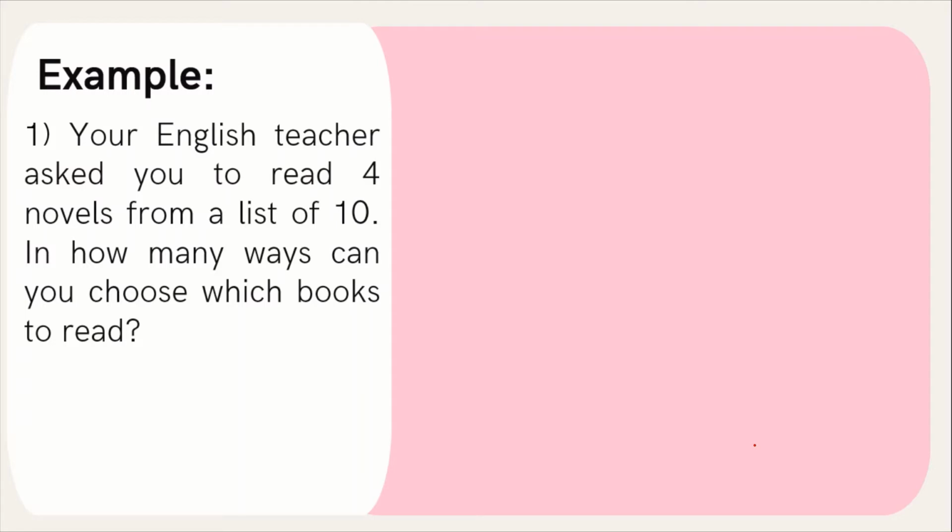Your English teacher asked you to read 4 novels from a list of 10. In how many ways can you choose which books to read? So in our example, our n or the total number of objects is 10 and yung r natin is 4, which is the number of objects to be selected. So kapag kasinulat natin into combination notation, we have combination of 10 taken 4.